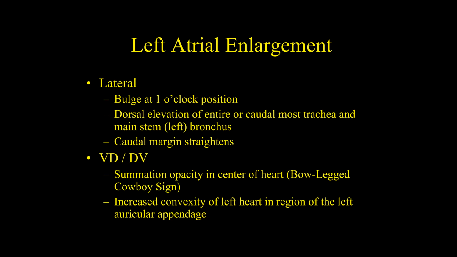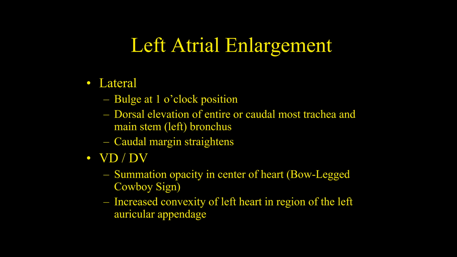And so at the 1 o'clock position, we start to see a bulge of soft tissue. And we know right above the left atrium on the lateral view is where the mainstem bronchus of the trachea lives. And so as that left atrium becomes big, it starts to push up the mainstem bronchus dorsally, okay? And the caudal margin of the heart becomes a little bit more flat or straightened in appearance. And I'll show you an example of this in a minute.